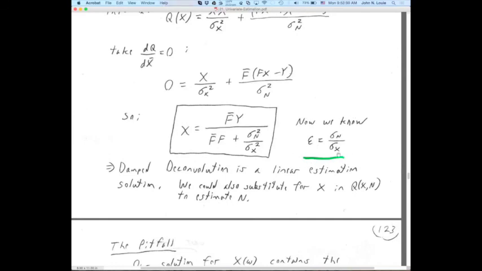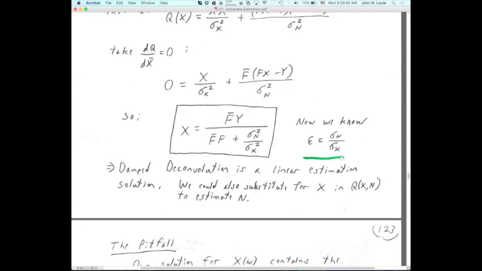So this is pretty significant knowledge now that we've learned. What this means is we do not get to decide what our epsilon should be. The noise decides for us whether we have inverse filtering or match filtering. It's actually not a settable parameter. If the variance of the noise is much larger than the variance of the Earth reflectivity sequence, then it's match filtering. That's all we can do.